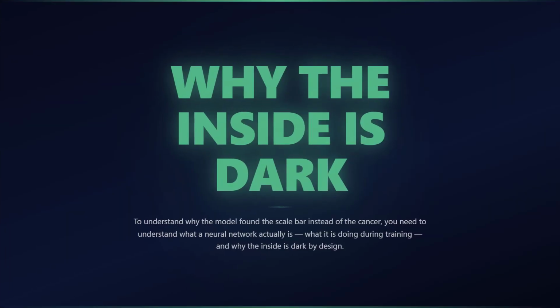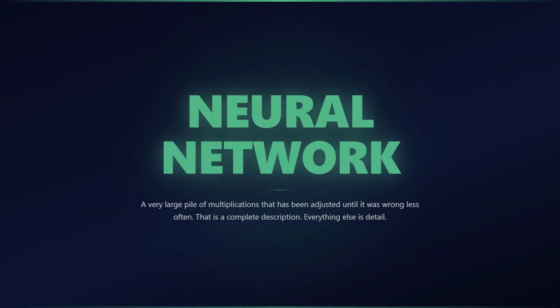To understand why the model found the scale bar instead of the cancer, you need to understand what a neural network actually is, what it is doing during training, and why the inside is dark by design. A neural network is a very large pile of multiplications that has been adjusted until it was wrong less often. That is a complete description.